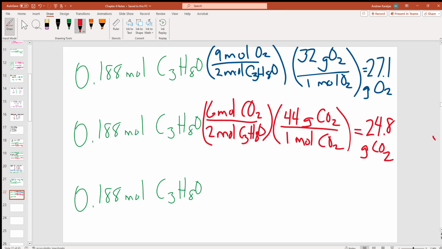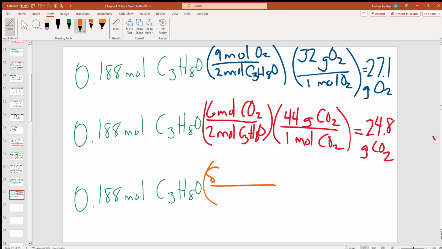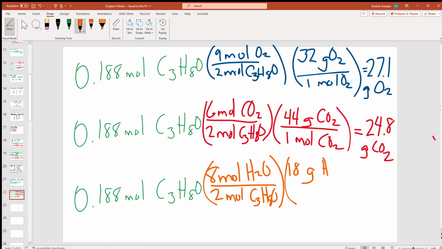And then finally, we can do our calculation for water. Again, back to our balanced equation, we need now 8 moles of water is what's formed. And that's from 2 moles C3H8O, molar mass for water, 18 grams per mole. Again, do our multiplication here. And we get 13.5 grams of water.